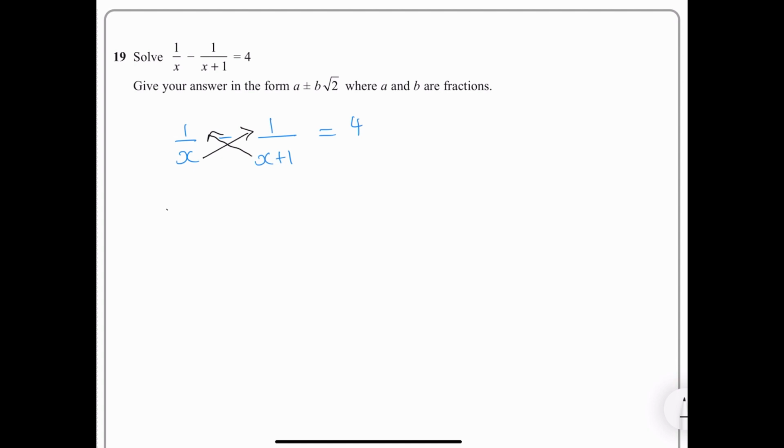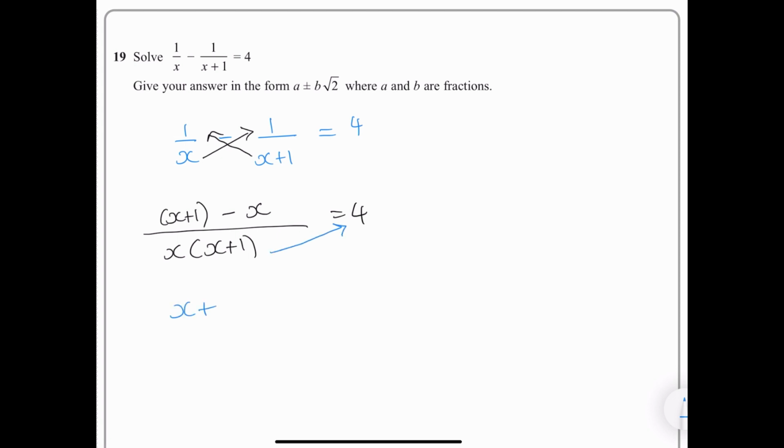1 times x plus 1. I'm just going to use brackets for now. Next, I'm going to take away 1 times x. That's all over x times x plus 1, and that will equal 4. Okay. I want to get rid of the fractions, so I'm going to take this denominator across the other side.